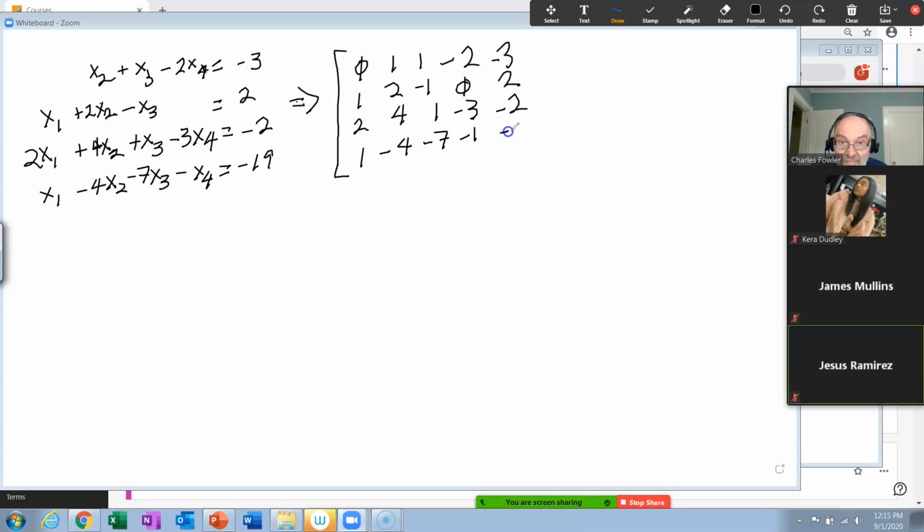Negative 19. Okay. Check me, folks. Make sure I'm not doing something stupid, because I hate to get deep into the problem and then find out I copied something wrong. Been doing all the steps right, but they were the wrong steps. All right. Now, what's your suggestion for what we do next?